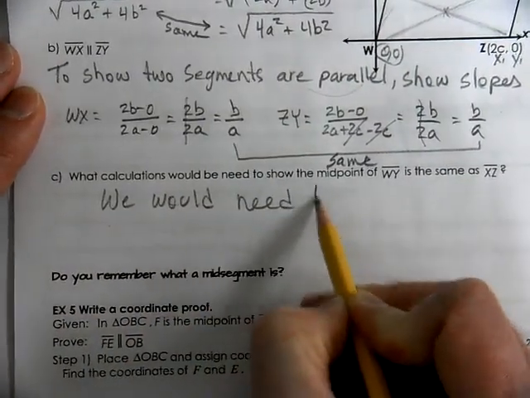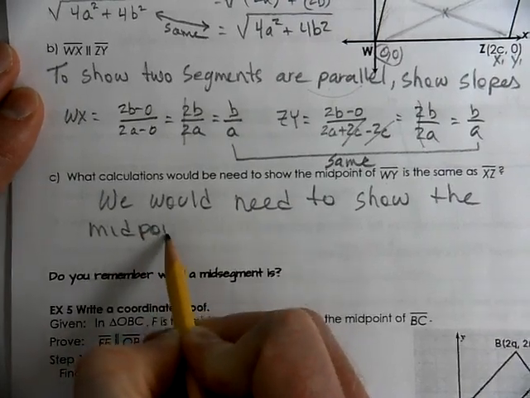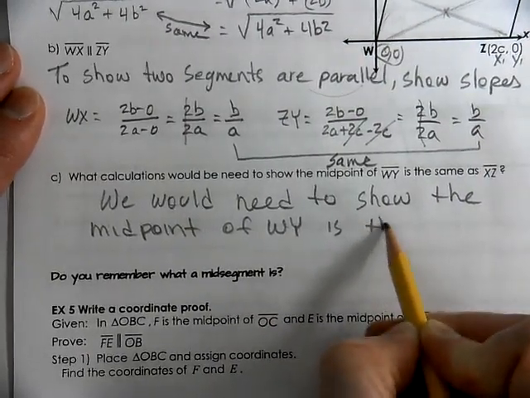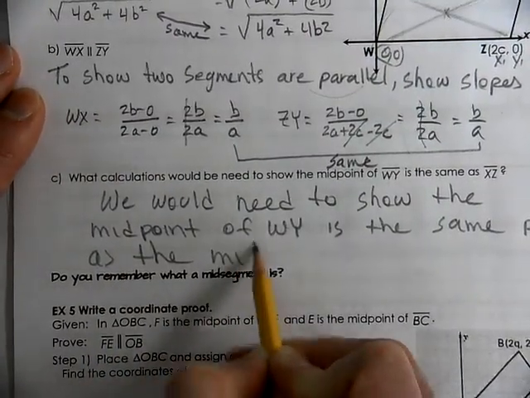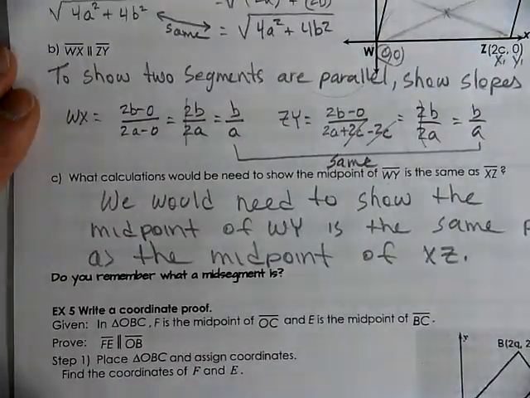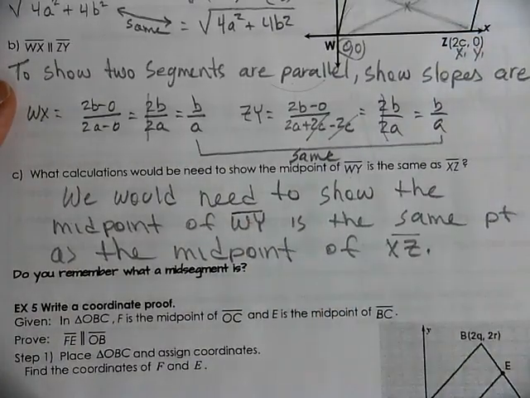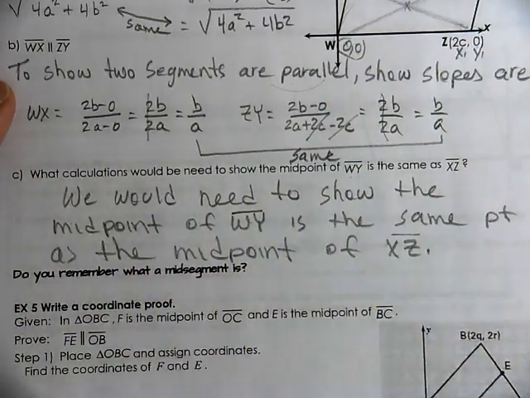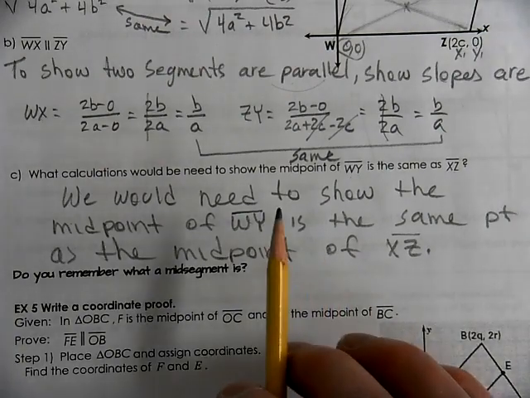We would need to show the midpoint of WY is the same point as the midpoint of XZ. We should have bars over those. Okay? We would need to show that the midpoint of WY is the same as the midpoint of XZ. That's how we would show that the midpoints are the same.